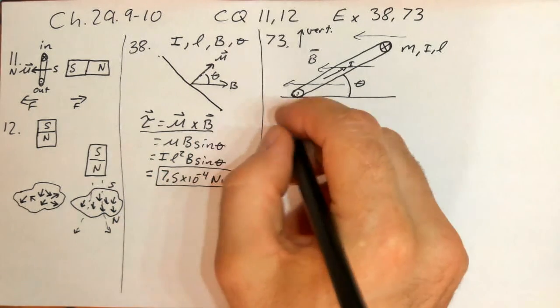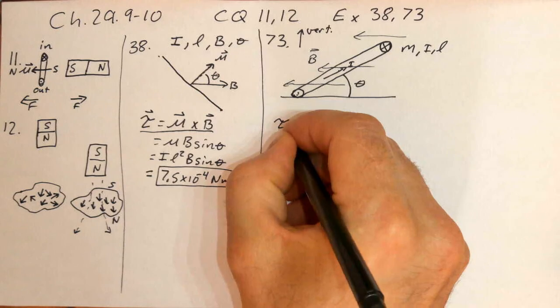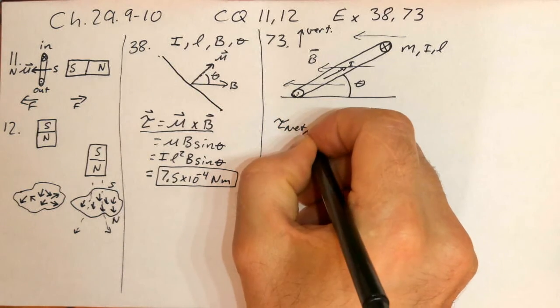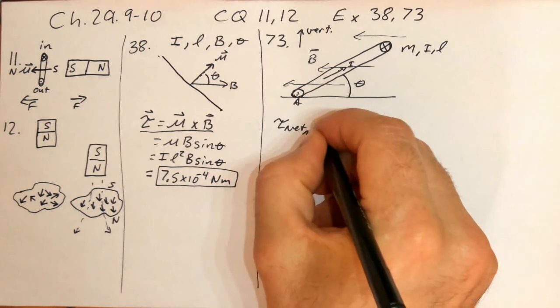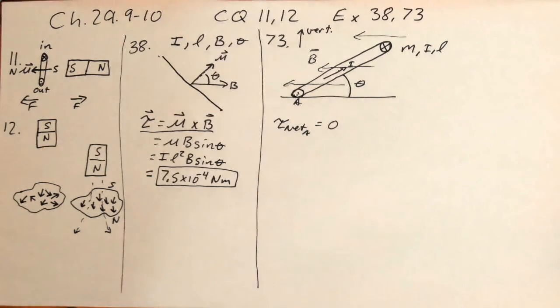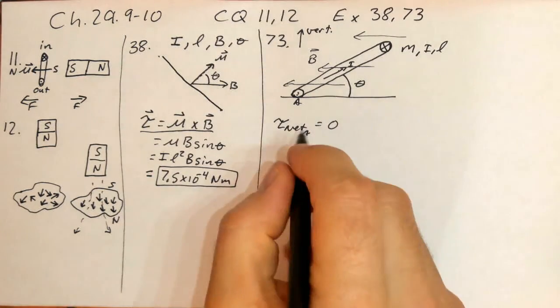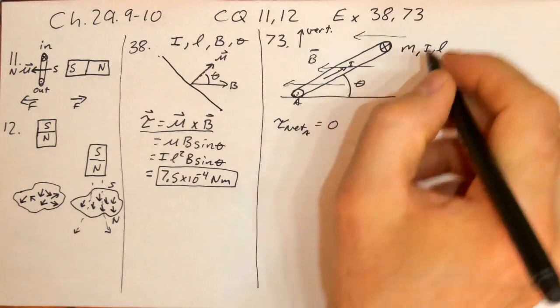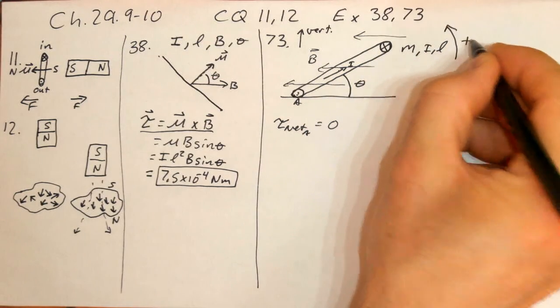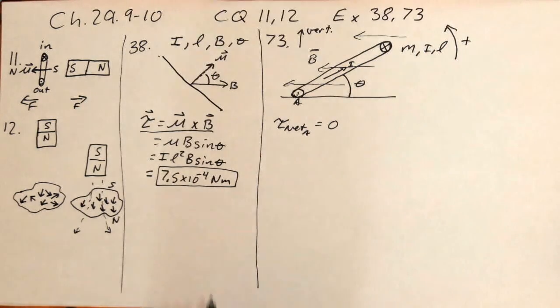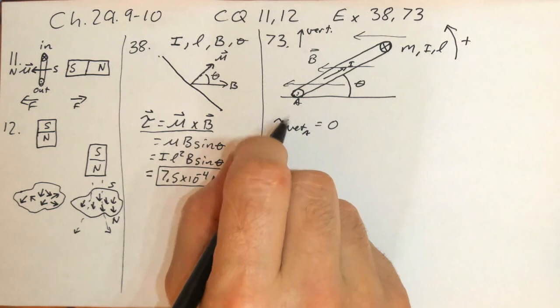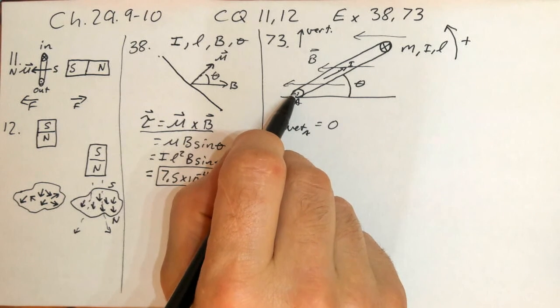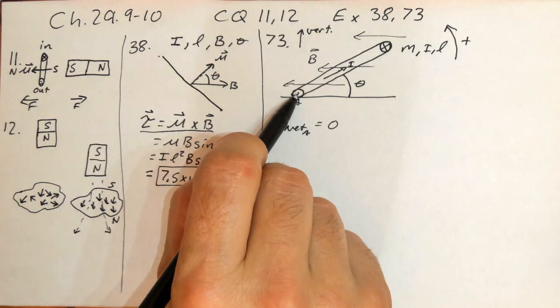So the main idea is that the torque about that point, call it A, is zero. It's not moving. That means it's not accelerating. So it's zero. So let's go ahead and choose a positive and negative. I'm going to choose counterclockwise to be positive. And let's plug in what our torques are. Well, is there a torque? Is there a magnetic force on this wire?